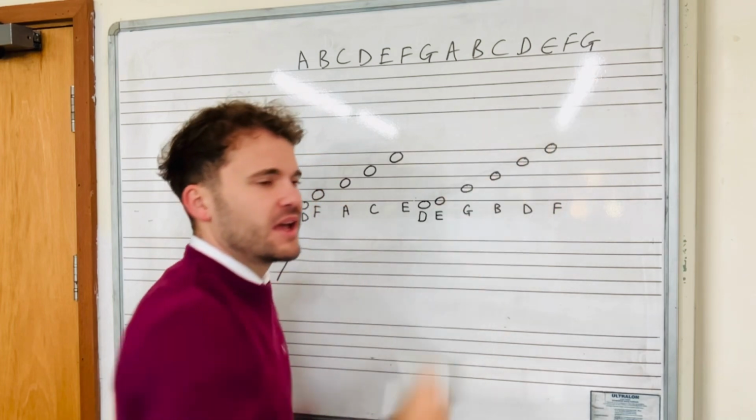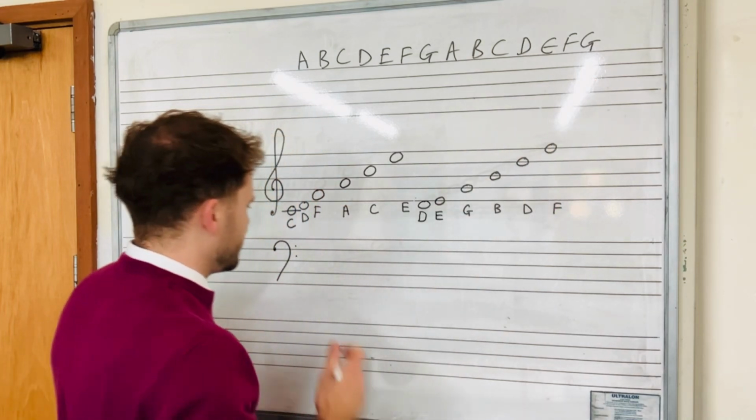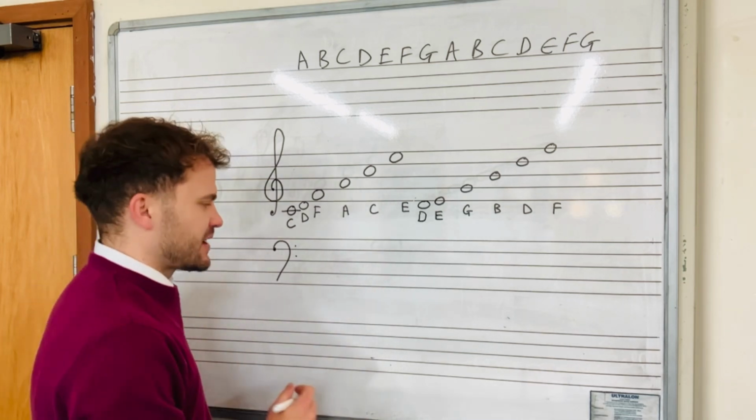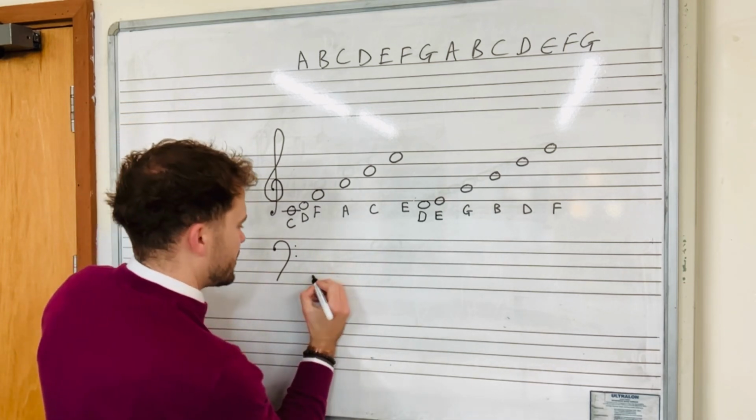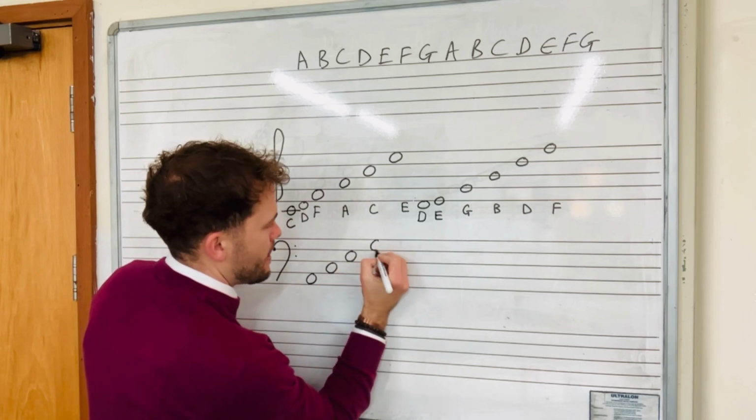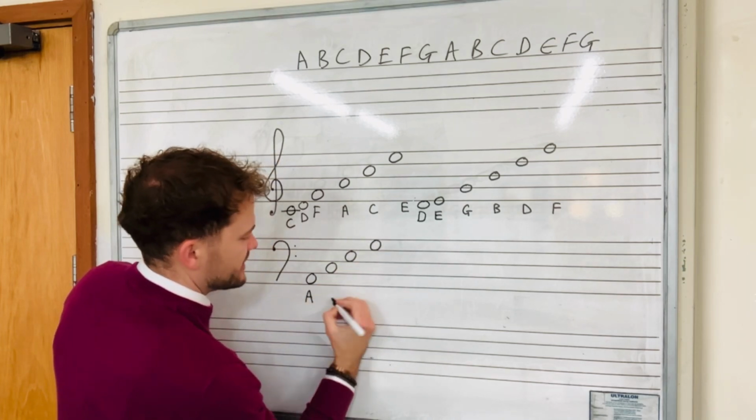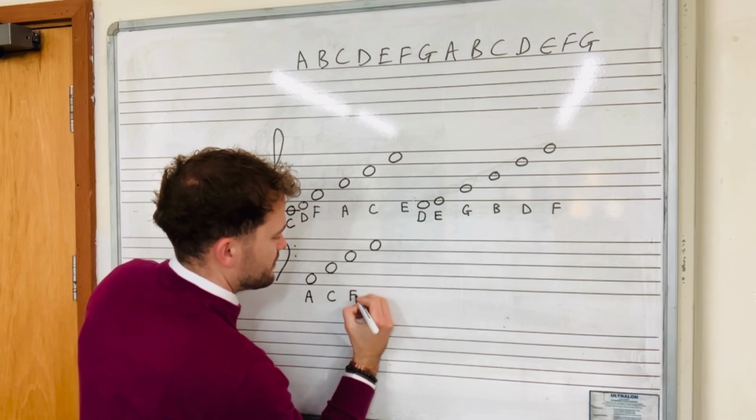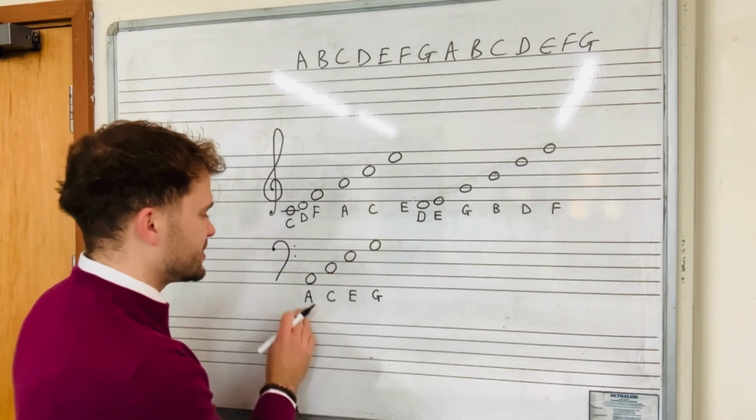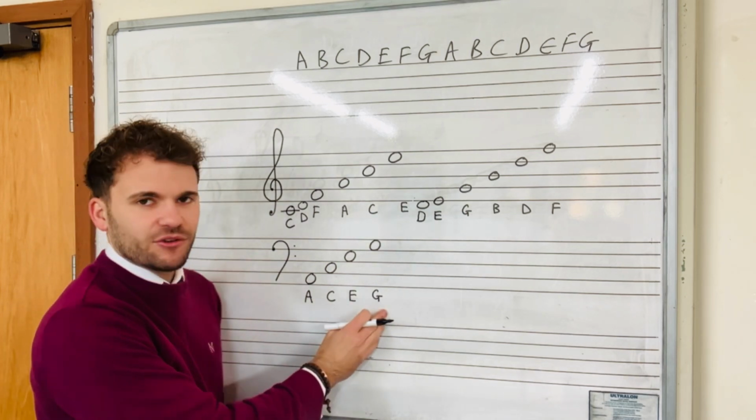So, looking at the bass clef now, it's not as simple as notes in the space spell face for the bass clef. We actually have the following notes. We've got A, C, E, and G. And I use the phrase, all cows eat grass, to remember that one.